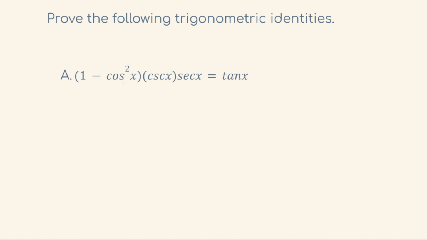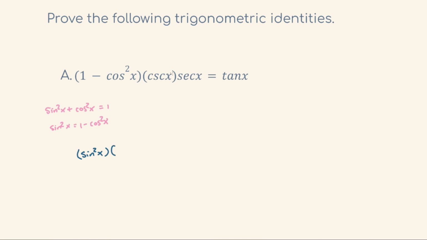So on this left side, we've got 1 minus cos squared x. Can I change that a little bit? Well, what do I know? I know that sine squared x plus cos squared x is equal to 1, right? So you can imagine we take this cos squared x and bring it to the other side. That gives me sine squared x is equal to 1 minus cos squared x. So this first term, I can rewrite as just sine squared x.